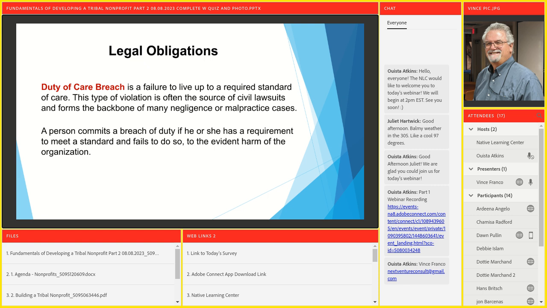Okay, duty of care breach is the failure to live up to the required standard of care. So to breach something, you need to understand what duty of care is. It should be in the bylaws. It should be defined. That's the typical definition that I showed you. You can massage that as you wish, but basically duty of care is pretty straightforward.